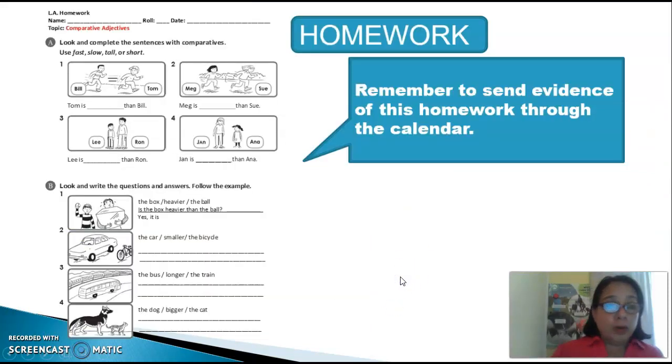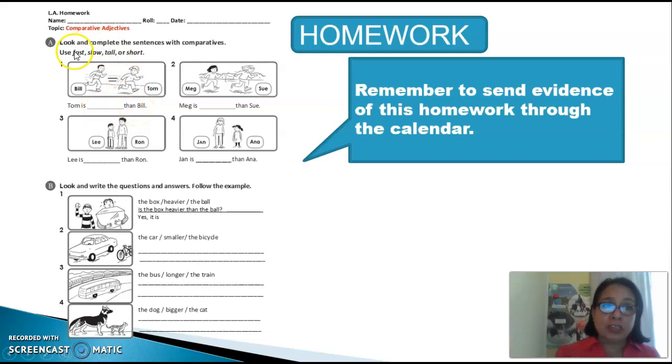Finally, it is a homework that you will do. It is about the lesson, comparative adjectives, and it says, look and complete the sentences with comparative adjectives. Use fast, slow, tall, or short. You will use the comparative forms of these adjectives. For example, we have right here, Tom is blank than Bill. We see that Tom is in the front and Bill is in the back, so we say that it's fast. Tom is faster than Bill.